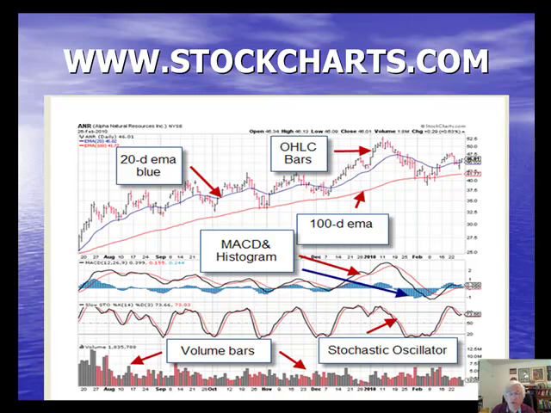Finally, on the lower left, you see those volume bars, and once again, where they spike higher, any changes in the other parameters become a lot more significant.